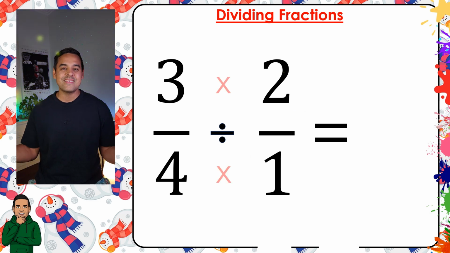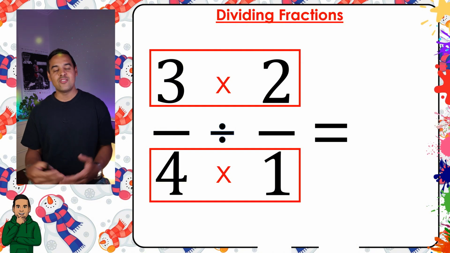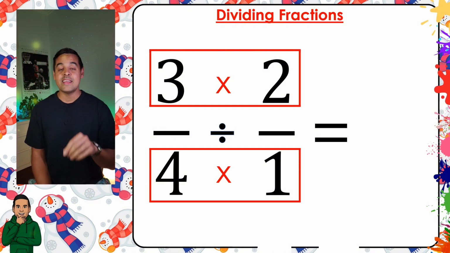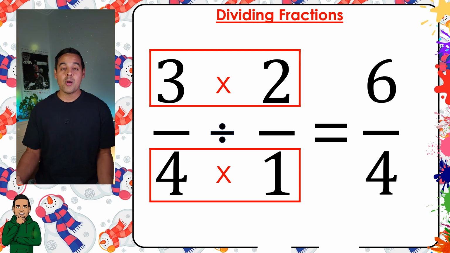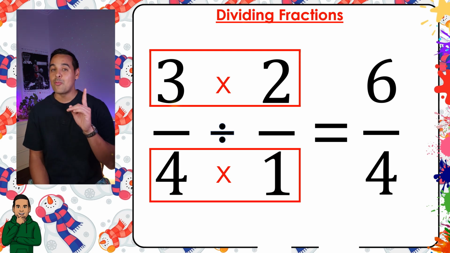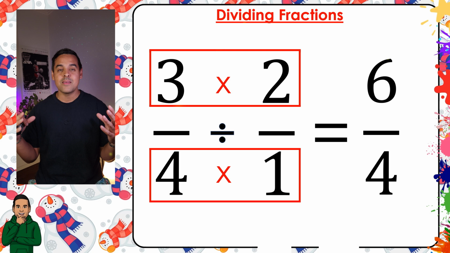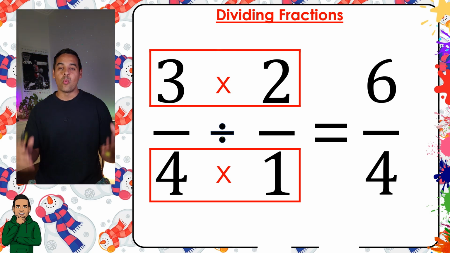So once we've done that, step 2, we are multiplying our numerators together and our denominators together. So 3 times 2 is going to be 6, and 4 times 1 is going to be 4. Your improper fraction here is 4 over 6. Now remember, always simplify as much as possible. So this isn't fully simplified, this is an improper fraction. We need to convert this into a mixed numeral.